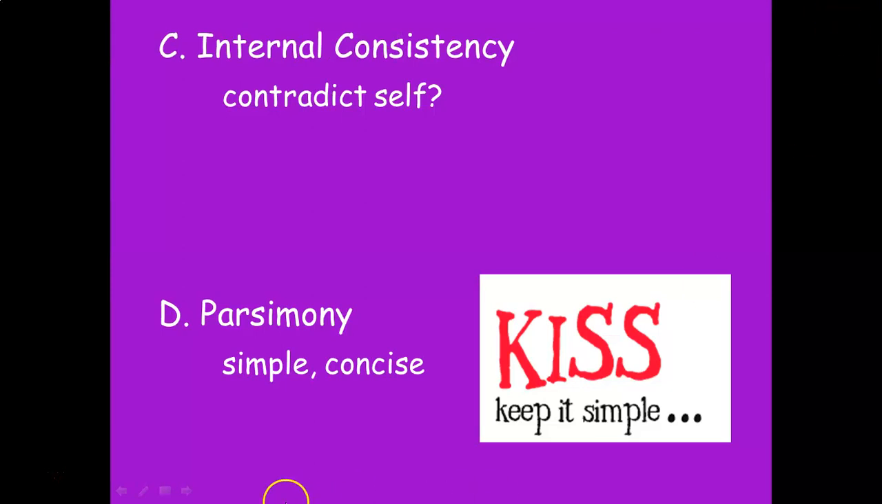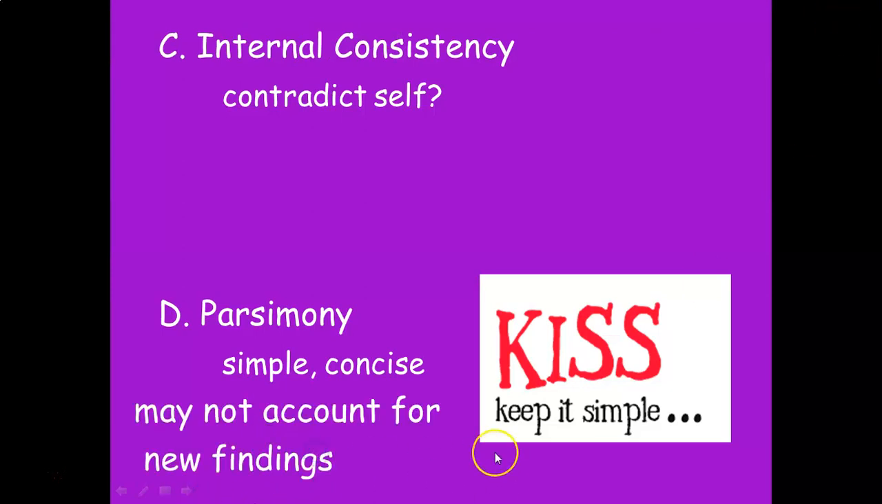One problem with theories that are really parsimonious, though, is that they may not account for new findings. And since we're talking about Freud right now, this is certainly true. So the idea that people don't change after preschool, that their personality is pretty well set, well, what if you have situations where you do see substantial change? And that certainly happens in adulthood. That theory really can't account for that.